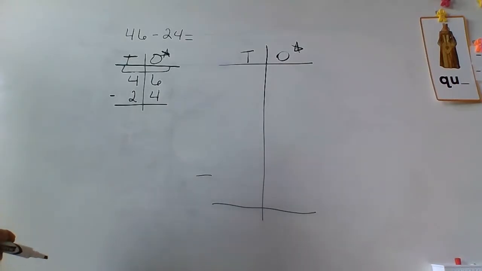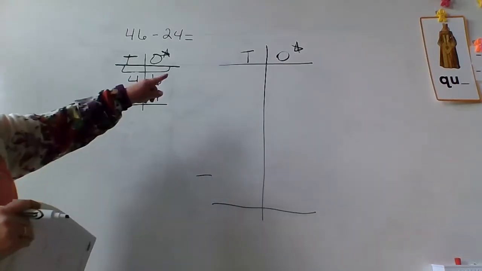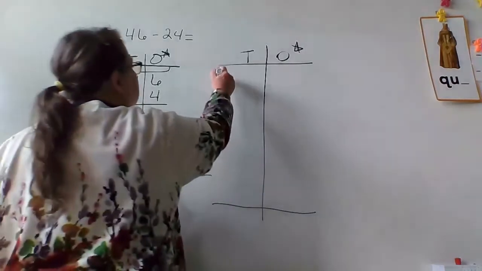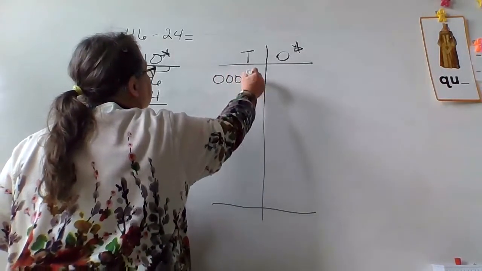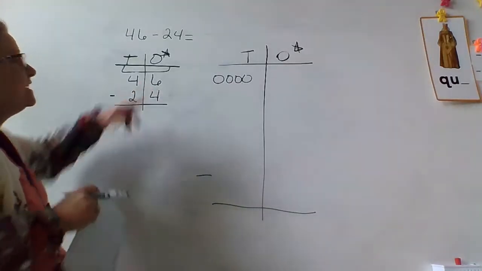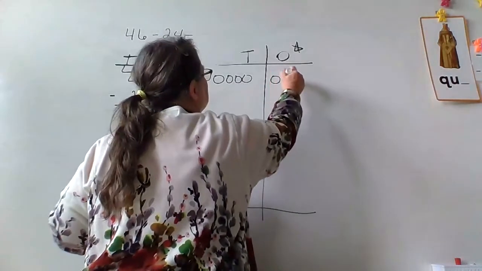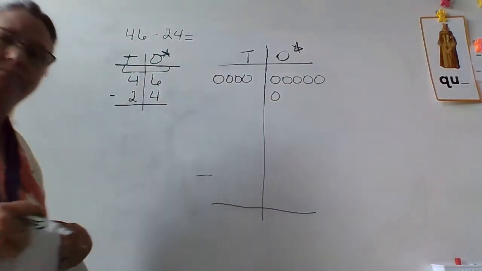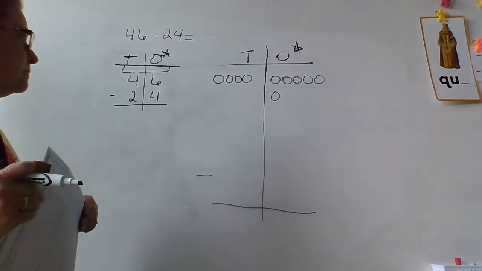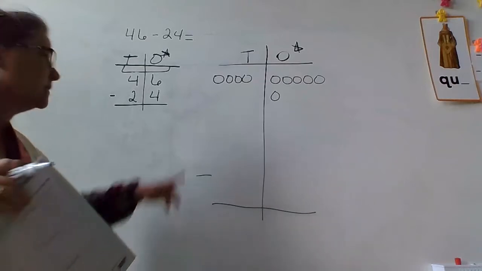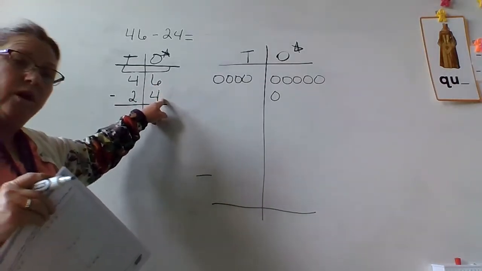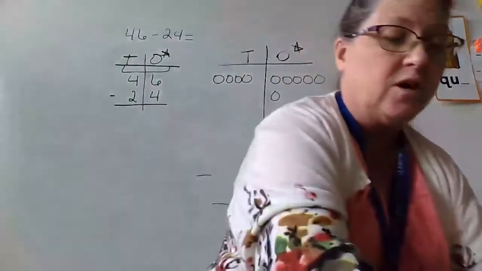I'm still subtracting. So, I'm going to draw my chips, my circles. I have 4 tens. 1, 2, 3, 4. I have 6 ones. 1, 2, 3, 4, 5, and 6. Okay, I have 6 ones. I'm ready to subtract. I know I subtract in the ones first. I have 4.